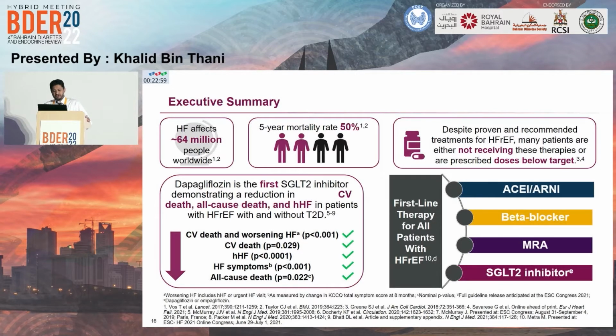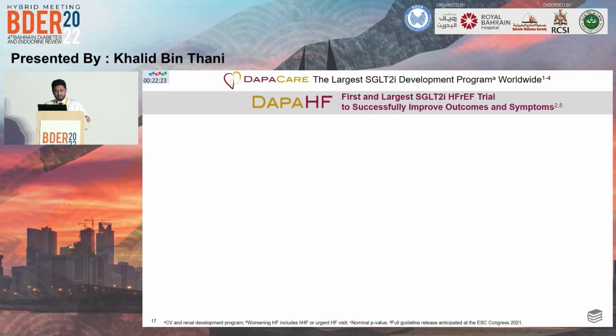When you look at the first-line therapy, I think with the recent guidelines in the ESC, which came in 2021, the SGLT2 inhibitor was mentioned clearly and by name in the guidelines for these patients. So dapagliflozin was the first SGLT2 inhibitor demonstrating a reduction in all-cause death and heart failure hospitalization in patients with reduced ejection fraction with or without type 2 diabetes. And clearly, according to the latest data, it came up to the guidelines.